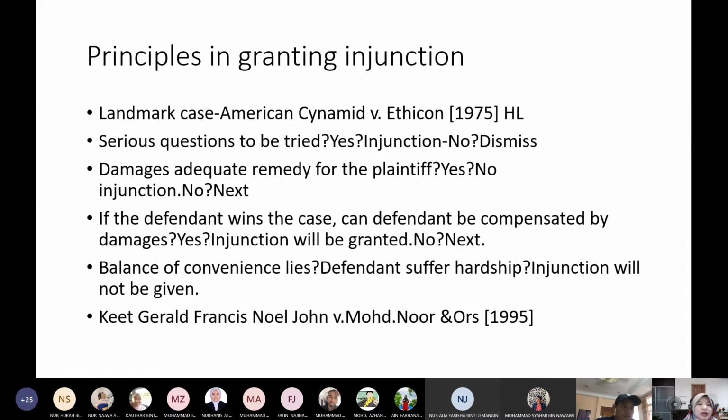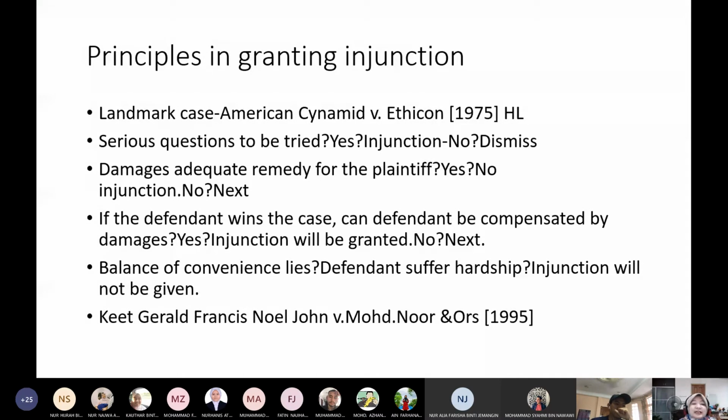On the next scenario, if the defendant wins the case, can the defendant be compensated by damages? If the answer is yes, the injunction will be granted. Defendants can be compensated by damages and then the injunction will be granted. If he cannot be compensated by damages, the court will ask the next questions on the issue of balance of convenience. Does the defendant suffer hardship? If the defendant suffers hardship, the injunction will not be given.